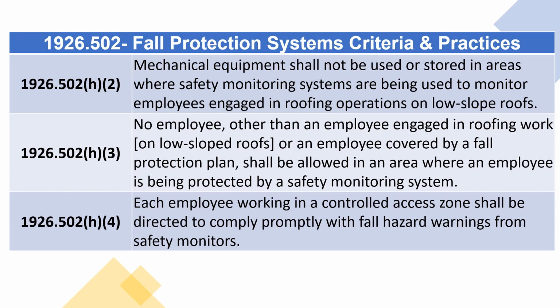1926.502(h)(3) No employee, other than an employee engaged in roofing work on low-sloped roofs, or an employee covered by a fall protection plan, shall be allowed in an area where an employee is being protected by a safety monitoring system. 1926.502(h)(4) Each employee working in a controlled access zone shall be directed to comply promptly with fall hazard warnings from safety monitors.